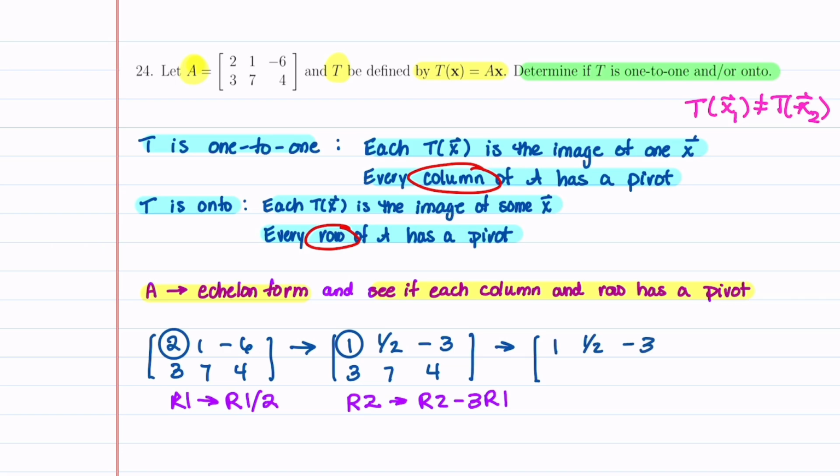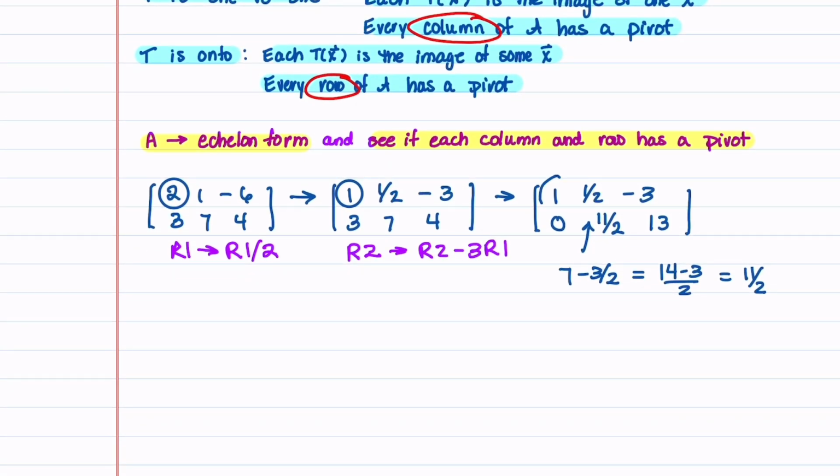And then row 2 is going to have a 0. In this entry, we're going to have a 7 minus 3 halves. So what is that? 14 minus 3 over 2, which gives us 11 halves. So we'll squish in 11 halves. And then in this next entry, we're going to have a minus 9 plus 4, which gives us a 13.